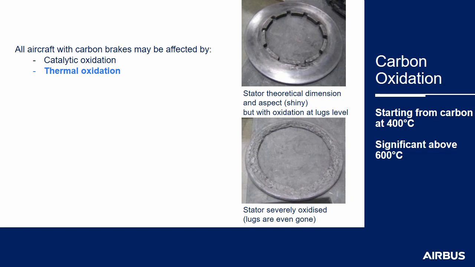First, we would like to remind you that there are two types of oxidation: catalytic oxidation and thermal oxidation. External contaminants such as de-icing fluids may cause catalytic oxidation. When the brakes have been catalytically oxidized by the contaminant, the thermal oxidation phenomenon occurs more severely.